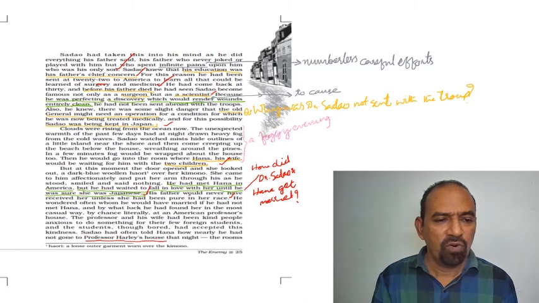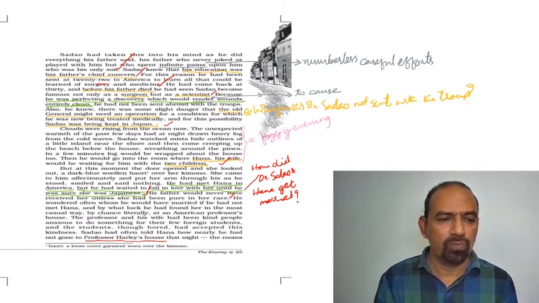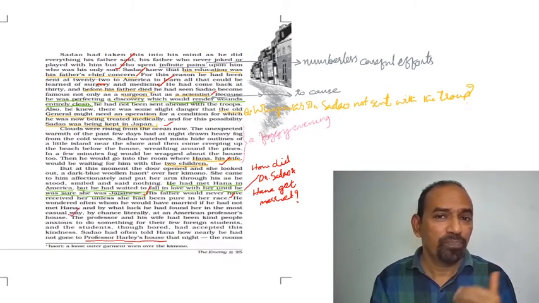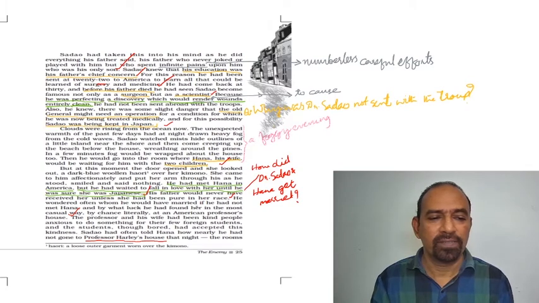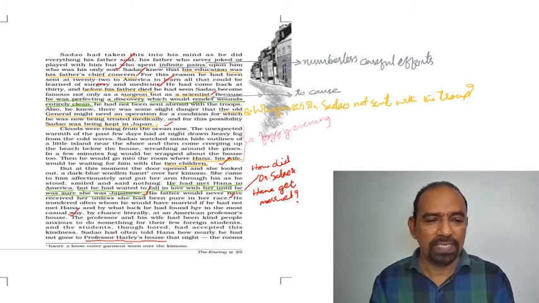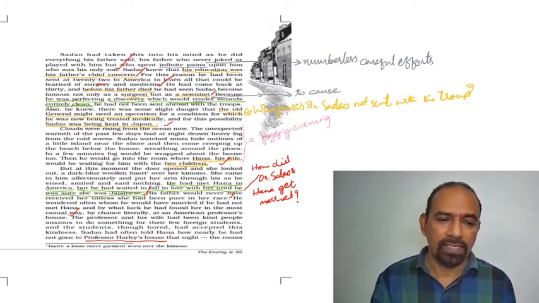He wondered often whom he would have married if he had not met Hannah, and by what luck he had found her in the most casual way. Because he met Hannah by chance. That was told in the next lines.